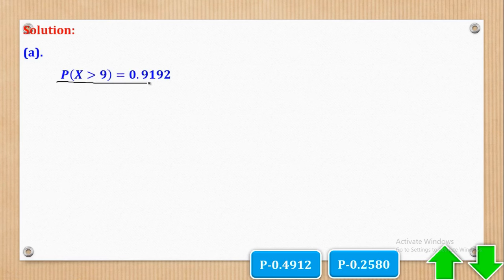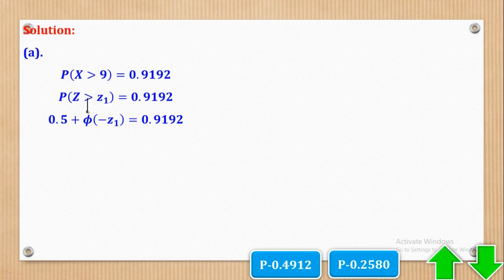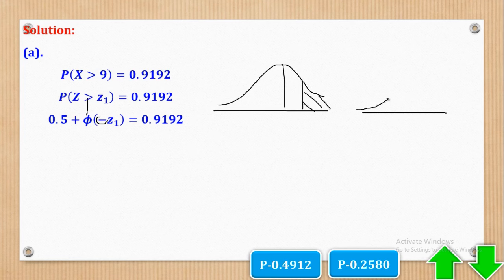First of all, you start with what is given. Then we have to standardize. Now we don't know the Z value, so we shall let it be Z1, but the probability remains the same. Then we expand this. Now the question is, why am I putting negative here? It is because of the sketch of the standard normal curve. Because they said greater than, you should go to the right, but there's also this option whereby the Z is here and you go to the right.